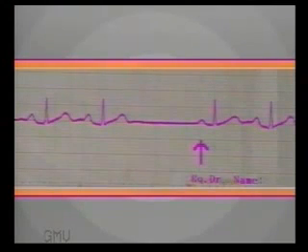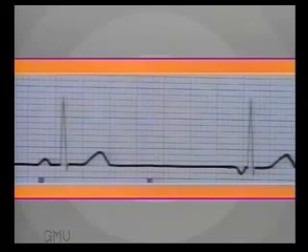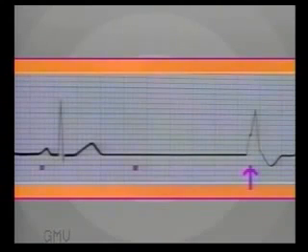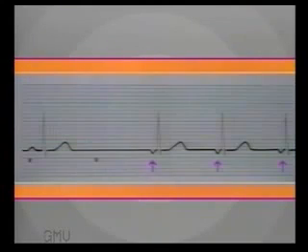So now study the escape beat. This is an atrial escape beat with normal QRS and altered P wave. This is a nodal escape beat with normal QRS and inverted P wave. And this is a ventricular escape beat with wide and bizarre QRS and no P wave.